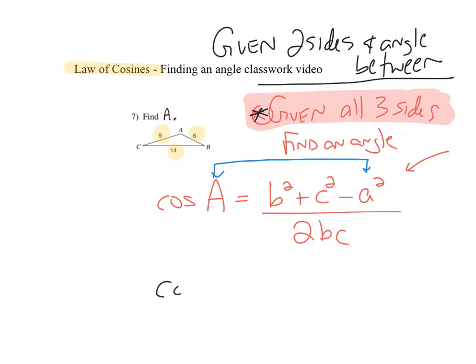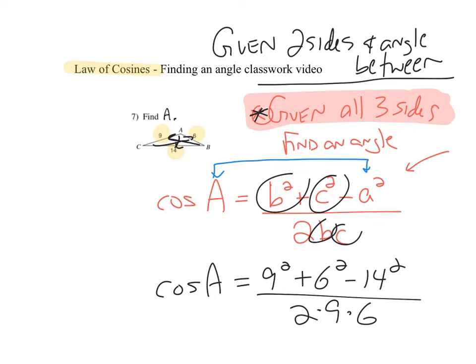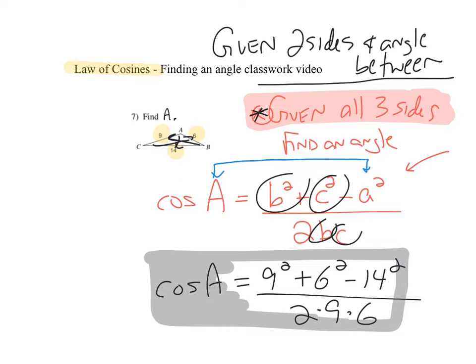And now we're going to substitute in. We have the cosine of angle A equals B squared, so that's the side opposite angle B, so that's 9, so 9 squared, plus C squared, so the side opposite angle C, which is side 6, minus A squared, so the side opposite angle A is 14. So it's 9 squared plus 6 squared minus 14 squared over 2 times B times C, 2 times 9 times 6. The nice thing about the law of cosines is once you set it up, all you end up doing is just plugging the expression into your calculator.